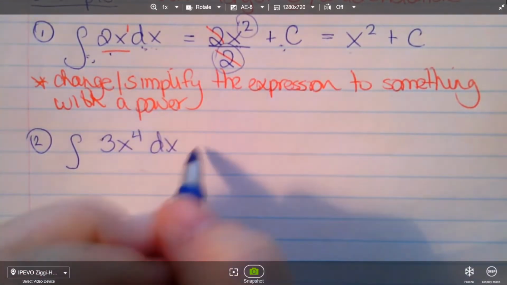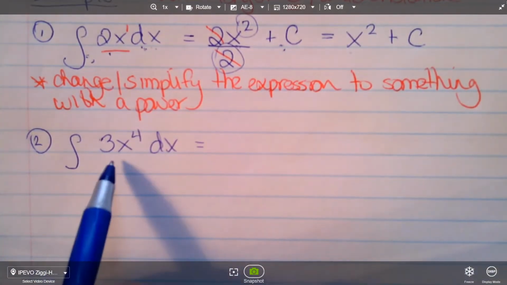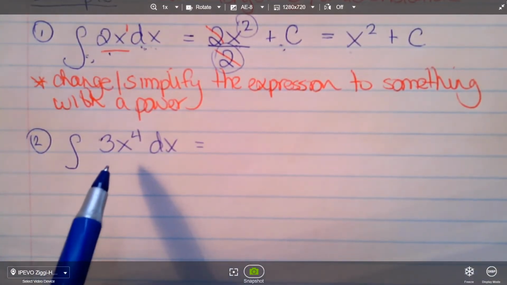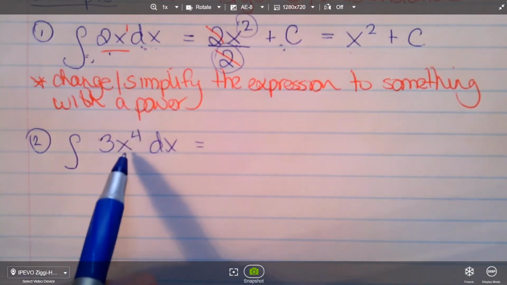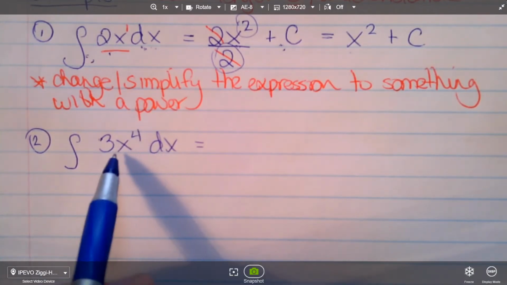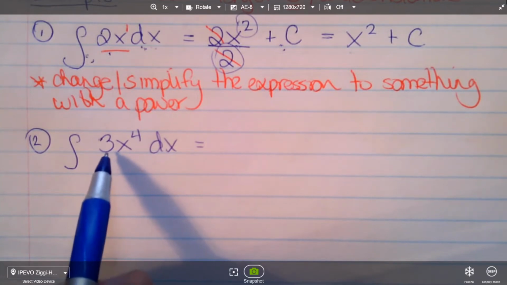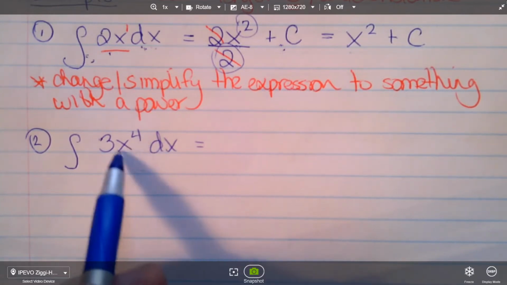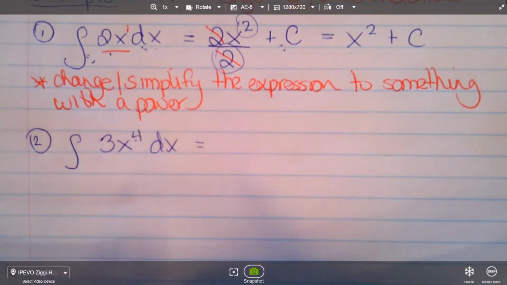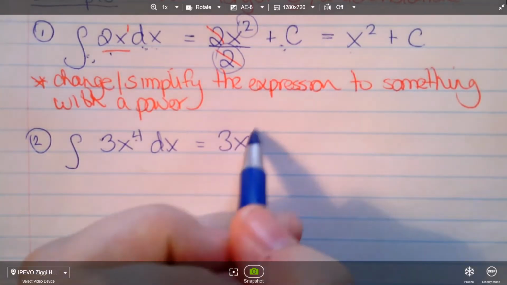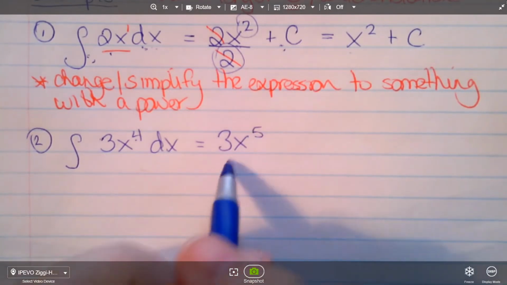All right, so double check: can I simplify? Do I have something that I can just easily use the power rule with? Yep, that's good. I can go ahead and do my integration. So I have 3x to the 4, and I know that the power rule says increase the power by 1, and whatever that new number is goes in the bottom.